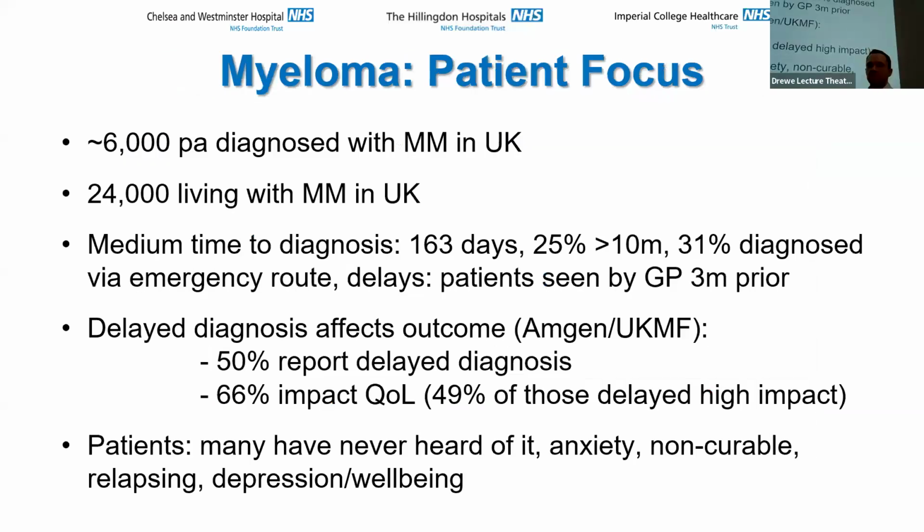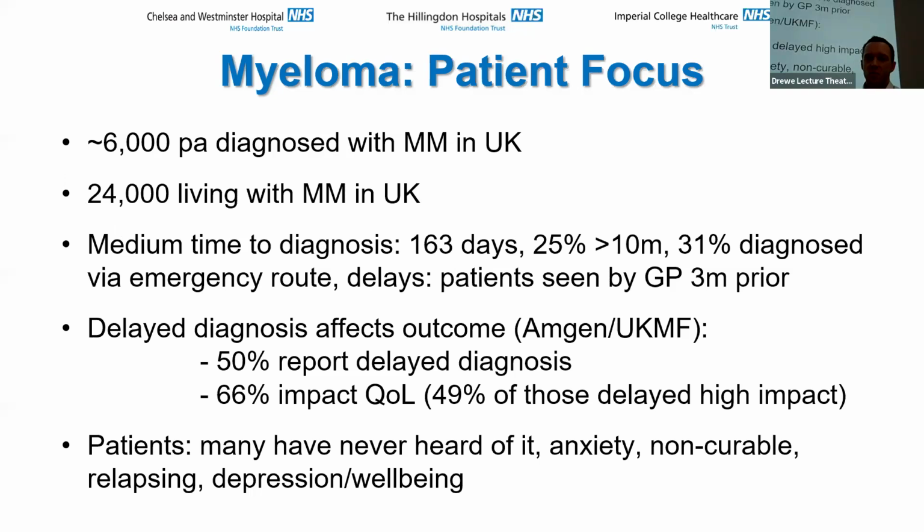One of the things to focus back on is to think about this from the patient side of things. A lot of the data on this slide comes from Myeloma UK, which is a pretty good resource these days for guidance for both patients and clinicians. Approximately 6,000 people per year are diagnosed with myeloma, with around 24,000 living with myeloma in the UK. The time to diagnosis is approximately 163 days on average, and for 25% of patients, it takes over 10 months to be diagnosed.